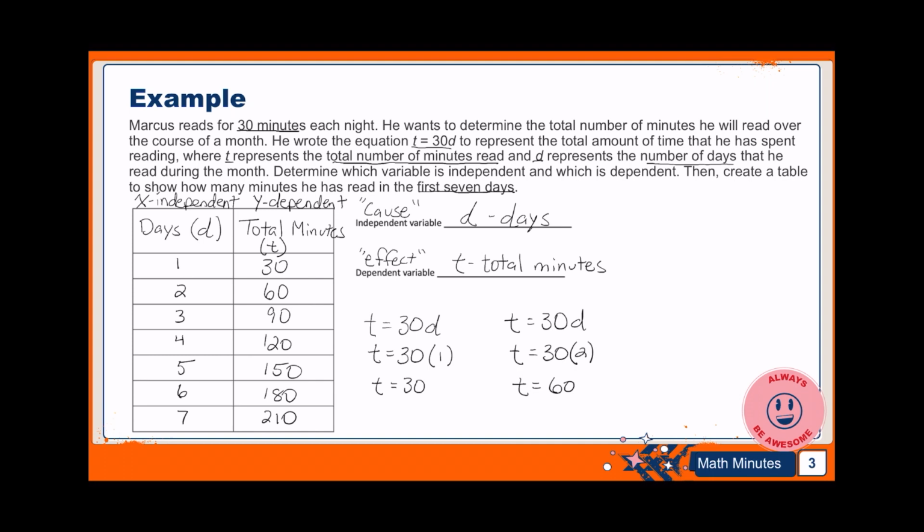Now, when we look at this, the big thing here was identifying the independent and dependent variables. So if you can remember that independent is the cause, dependent is the effect, that our independent variable is always going to be our x value, which is always going to be on the left side of a table, and our dependent variable is always going to be the y value, which is on the right side of a table. If you can do that, then you're going to be successful here, right? So in this video, we talked about independent and dependent variables, as well as creating tables to represent our math situations that we're given.